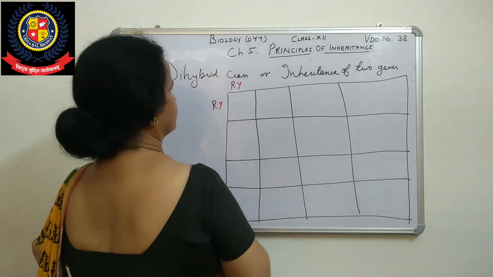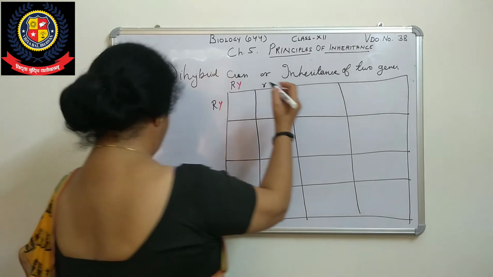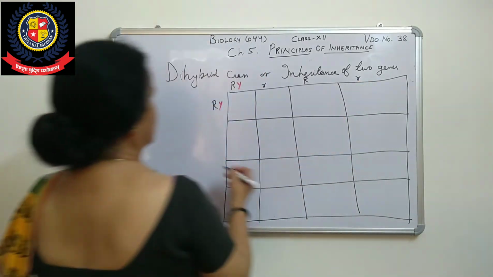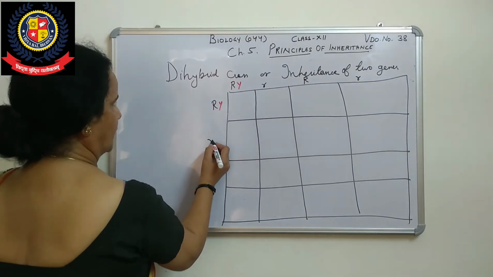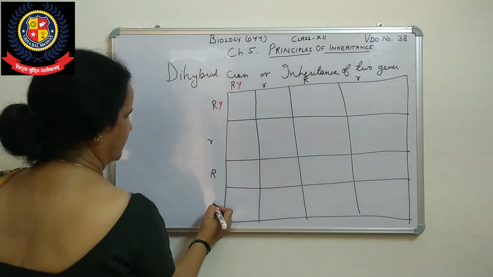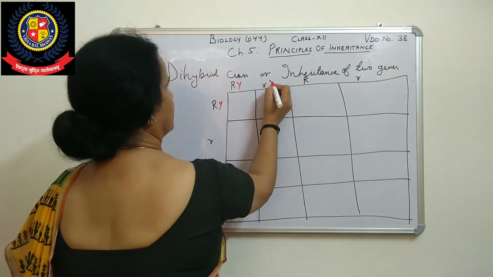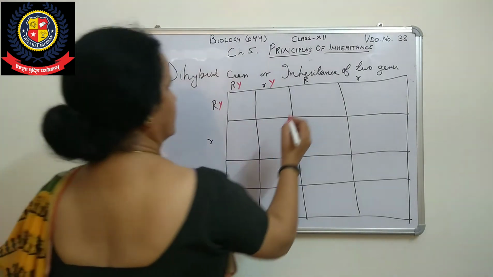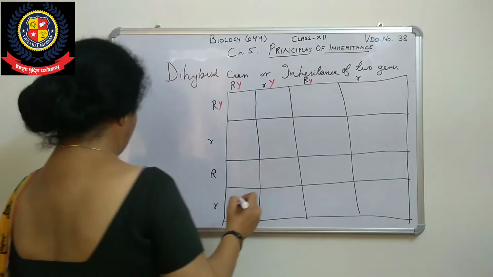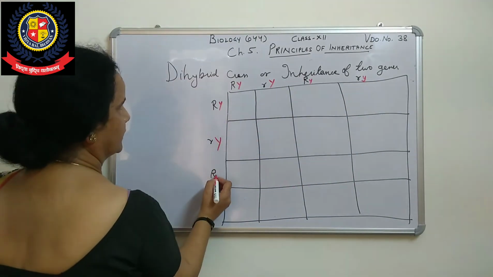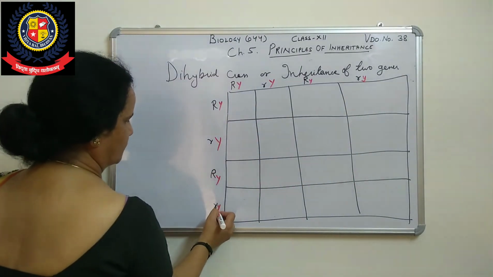R. We can write with the first black pen. Then here R. Then here R, R and R. Okay. Then we will write here capital Y, then small y. Here small y. Here also capital Y, small y and small y.